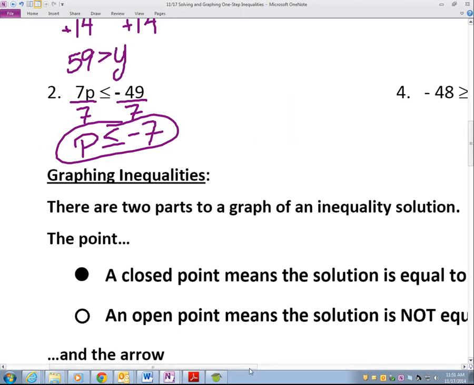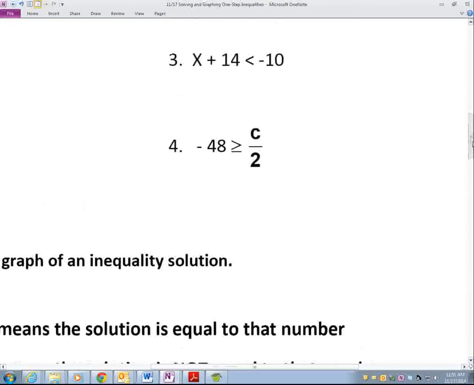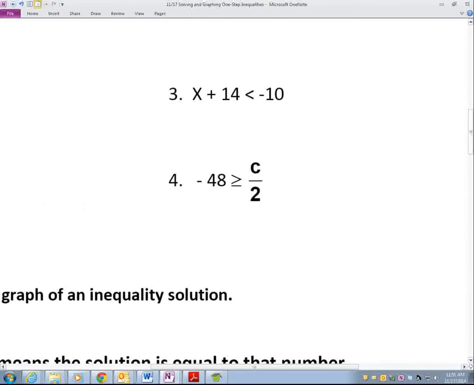Next one, we have x plus 14 is less than negative 10. So what's happening to this? What do I need to do, Ms. Potter? Subtract 14 from both sides. Okay. Go ahead and everybody write down what you think that's going to be.